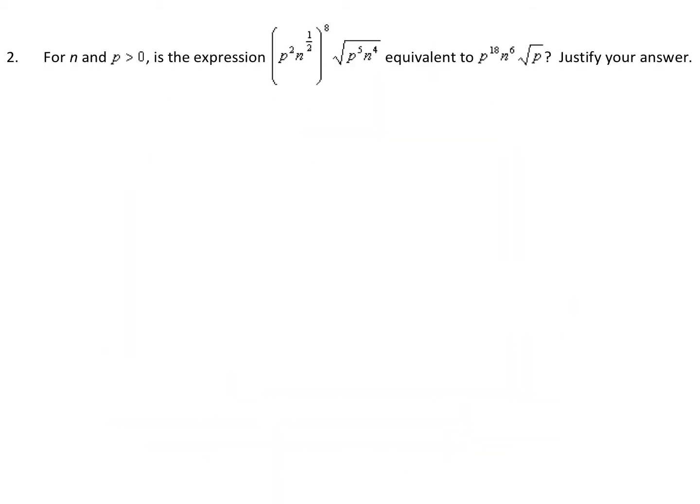All right, number 2. It wants us to determine whether this expression, oof, that's a lot going on, is equivalent to this expression right here. Okay, I'm going to start by working with this expression and see if we can get it to look like this. All right, now, we know if we have a power being raised to another power, we just multiply these. So 2 times 8 is 16, so that'll give us p to the 16th. And then 1/2 times 8, half of 8 is 4, so that'll give us n to the 4th.